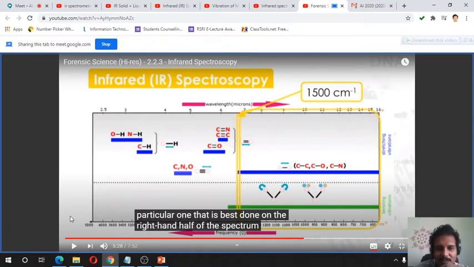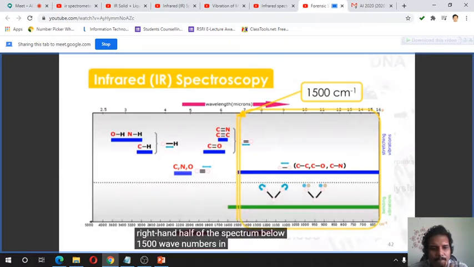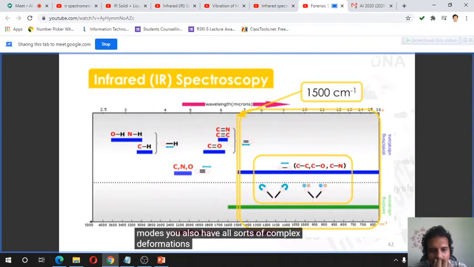spectrum below 1500 wave numbers. In this part of the spectrum you have all the single bond vibrations. You have all sorts of bending modes. You also have all sorts of complex deformations. It's a very complex part of the spectrum.